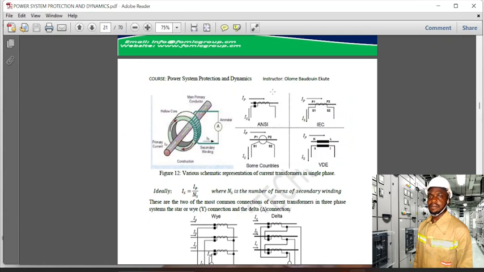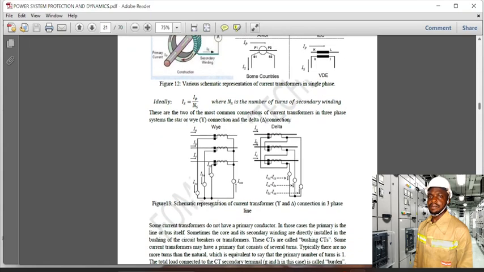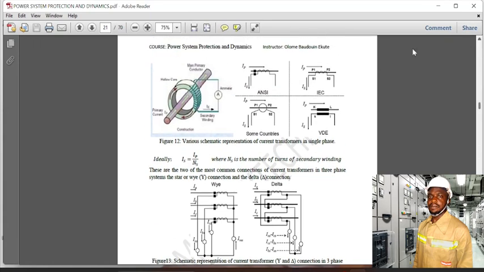Okay, so we have the different topologies here of the current transformer, how they are represented. ANSI is American standard, and you have the other topology. So whenever you see these images or representations, all of them represent the current transformer. They are the same. Then that one was a single phase current transformer, how a single phase line can be represented.